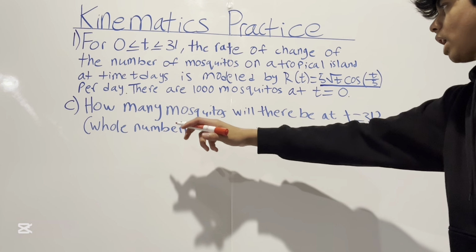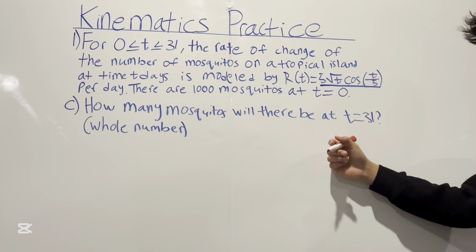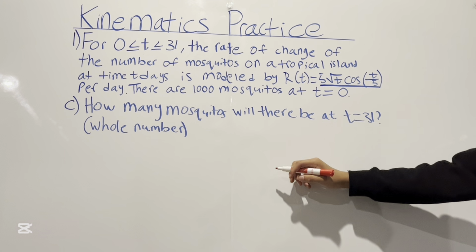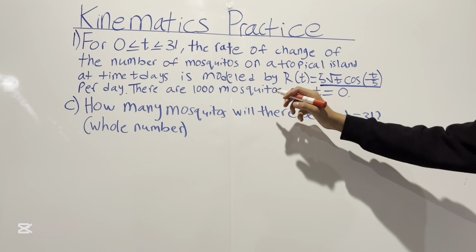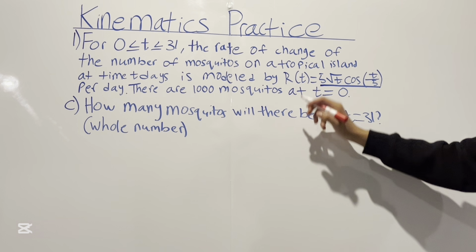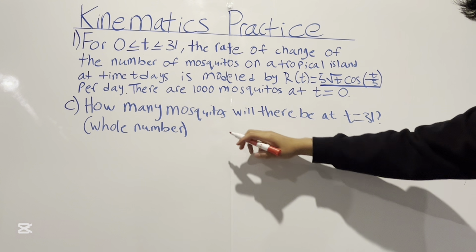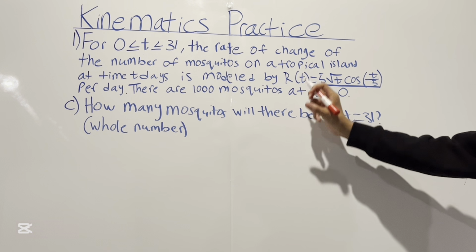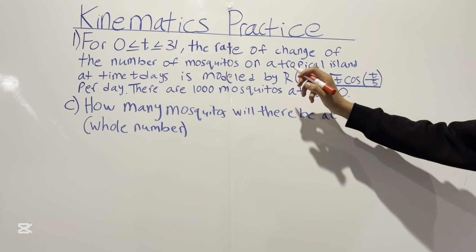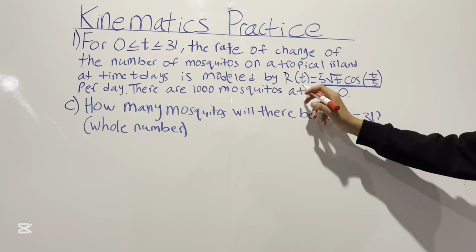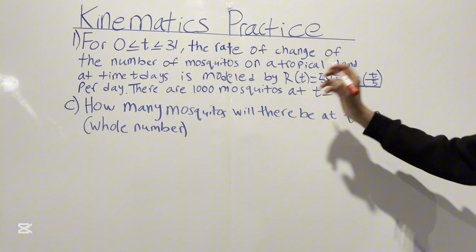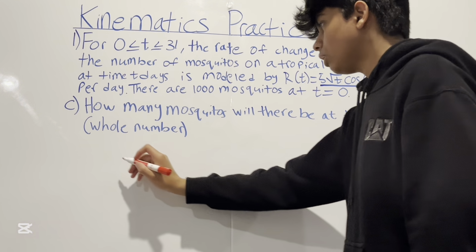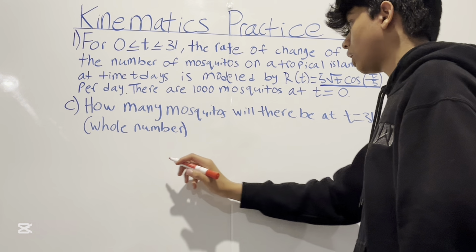1c: how many mosquitoes will there be at t equals 31, to the nearest whole number? So before, we had to find the rate of change of the rate of change, but now we have to find how many mosquitoes there actually are, not the rate of change of it. And to do that, we're going to have to integrate the function now. Whenever we find the integral of a function that gives us the rate of change, we're going to get the unit itself. So in this case, the unit is mosquitoes. So r of t we know is 5 square root t cosine of t over 5.